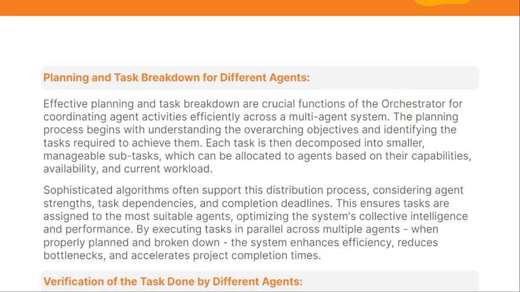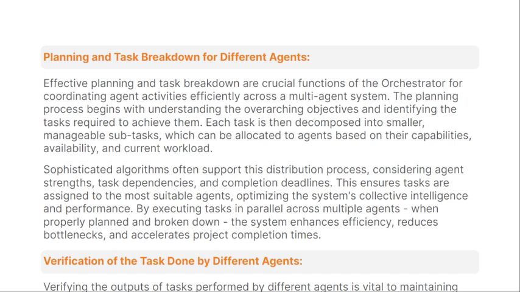Planning and task breakdown for the different agents. So we divide the different tasks among different agents. Effective planning and task breakdown are crucial functions for any orchestrator, coordinating agent activity efficiently across the multi-agent system. And how can we do that? The planning process begins with understanding the overarching objective and identifying the tasks required to achieve it. Each task is then decomposed into smaller, manageable subtasks which can be allocated to the agents based on their capabilities, availability, and current workload.